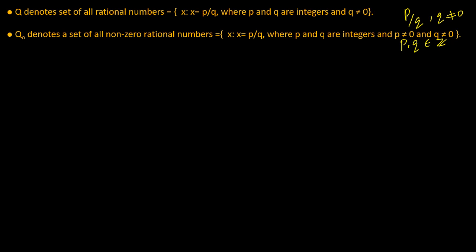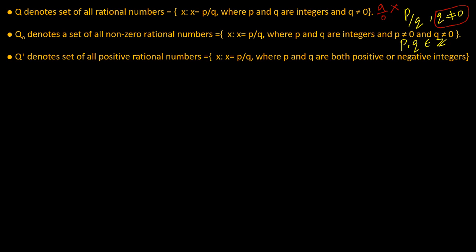So can you tell me, if I ask you a question, if Q is equal to 0, what it will be? It will be not defined. Anything by 0 will be what? It is not defined. Agree? Yeah. So what is meant by Q plus? You can guess it. Q plus denotes what?